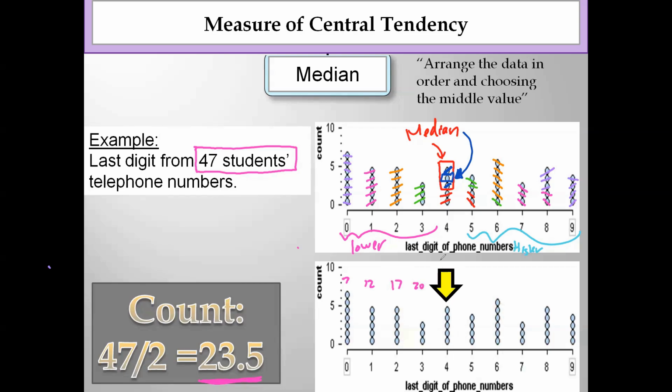And we'll have our 23 and a half in the 4 section. If we count here, 21, 22, 23, and the half part would be our median. So there it is. There's our median.